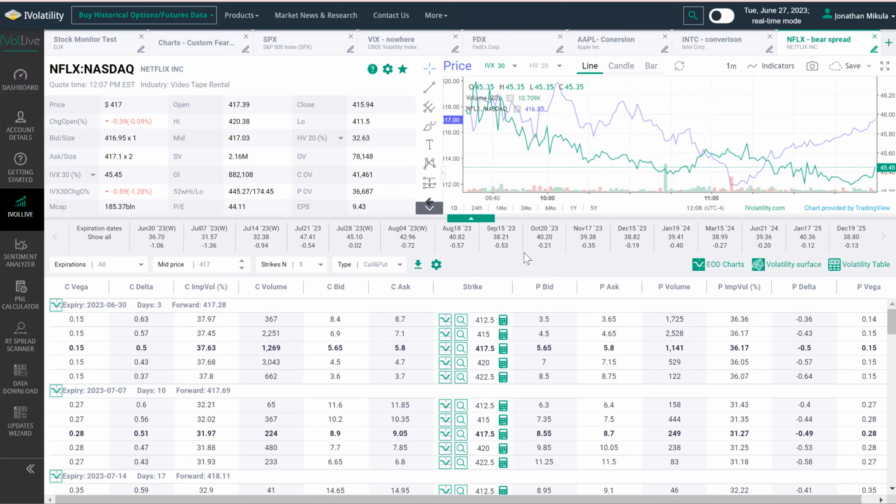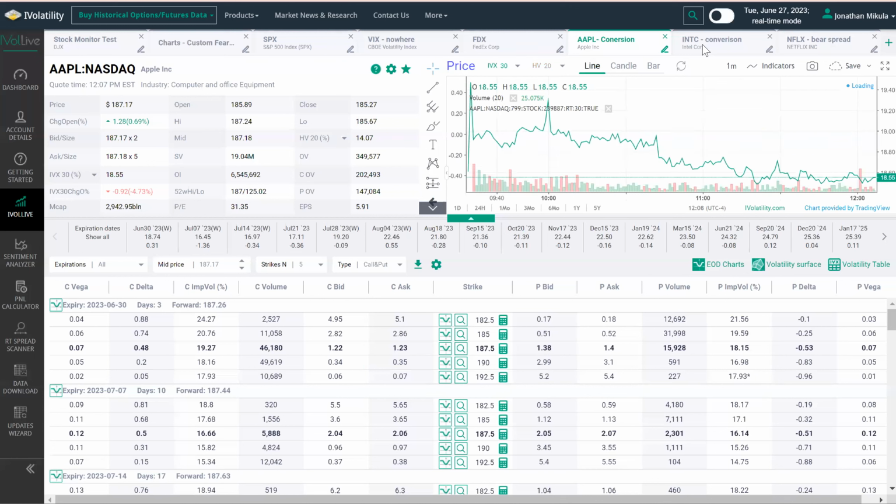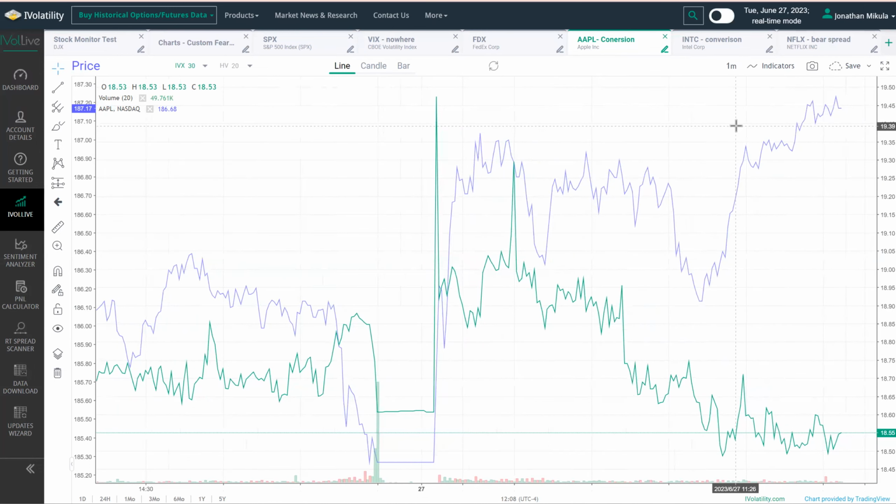Okay, perfect. All right, so what is a conversion, and what would make Apple or Intel a good conversion candidate? So a conversion is basically an options spread strategy where you eliminate underlying price movement as a risk factor, right? So essentially you're agreeing to buy and sell an underlying stock at the same price at the same date. So you eliminate price as a risk factor. So why would that matter?